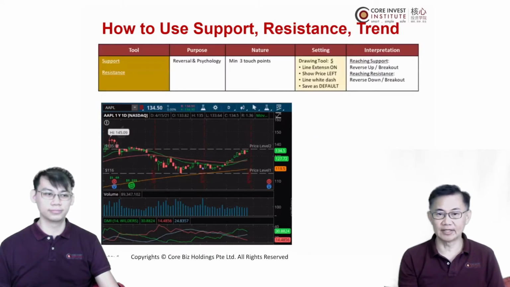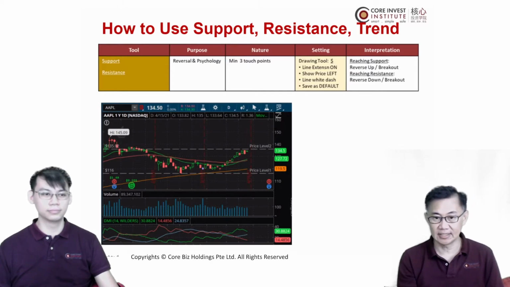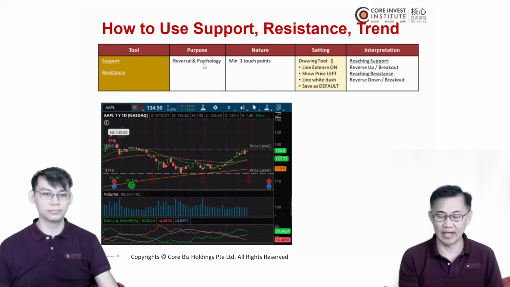Let us now move to the next one. One of our favorite here is to look at the support, the resistance, and the trend. So what are support lines and resistance lines? They are called the psychological lines. They are not there, but we have to draw it on our own charts. And everybody who looks at technical charts will need to look at support and resistance because they will tell us the market sentiment. What is support?